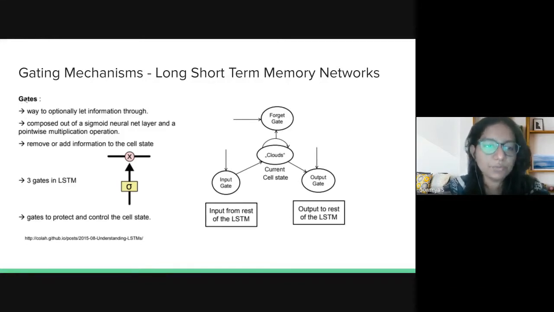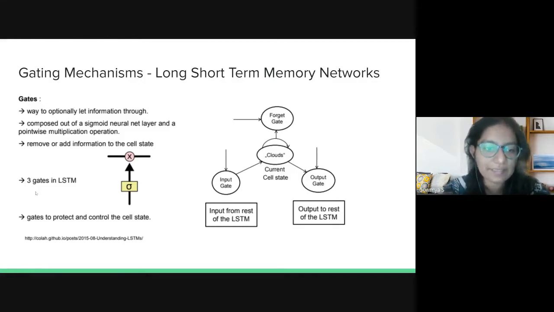So what do gates do? They optionally let information through. They have a neural net layer. Whenever you have the sigmoid layer, it's for differentiability, it's for combining things, and it squashes, it's called a squashing function. So it squashes between values. Just a recap of things we have seen so far in this course. They are also able to remove or add information to the cell state. Now I'll explain with an example later on.